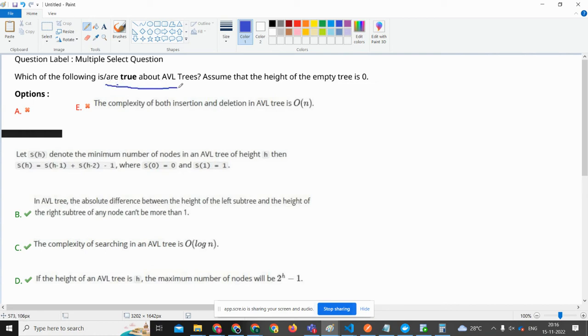Just read the question. Which of the following are true about AVL trees? Assume that the height of the empty tree is 0. For an empty tree, when a node is equal to 0, the height is going to be 0. Let's go from the first option. Read this point: let S of h denote the minimum number of nodes in an AVL tree of height h. Then S of h is equal to S of h minus 1 plus S of h minus 2 minus 1, where S of 0 is equal to 0 and S of 1 is equal to 1.